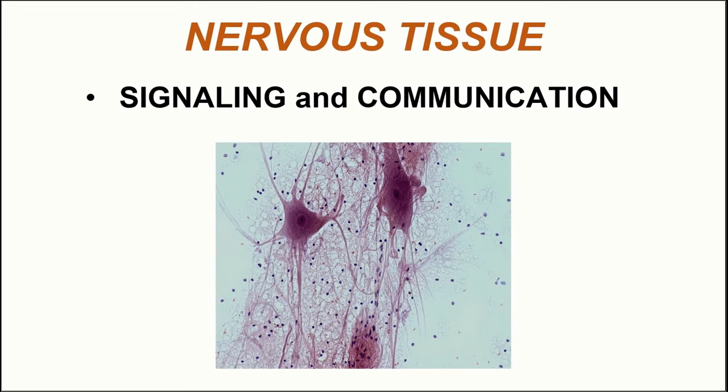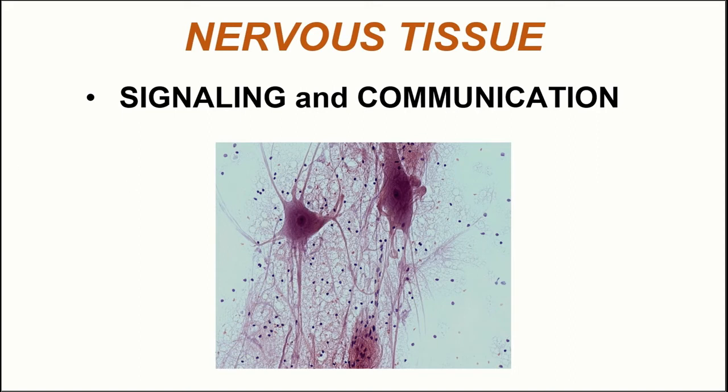And finally, we have the nervous tissue, which is a signaling and communication tissue that uses electrochemical signals. These neurons generate electrochemical signals that send very rapid signals through the body and very long distance signals through the body as well.